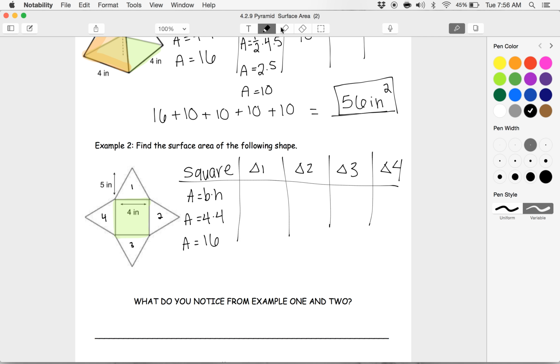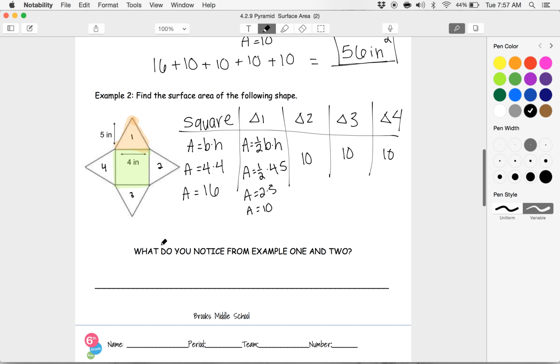Okay, now I've got to do my triangle. Same thing. Take a look at my triangle, though. Okay, it looks like my base is 4 and my height is 5. And remember, a triangle is 1 half base times height. Area equals 1 half times 4 times 5. Half of 4 is 2. Area is 2 times 5. Area equals 10. And they're all going to be the same. 10, 10, 10, 10.